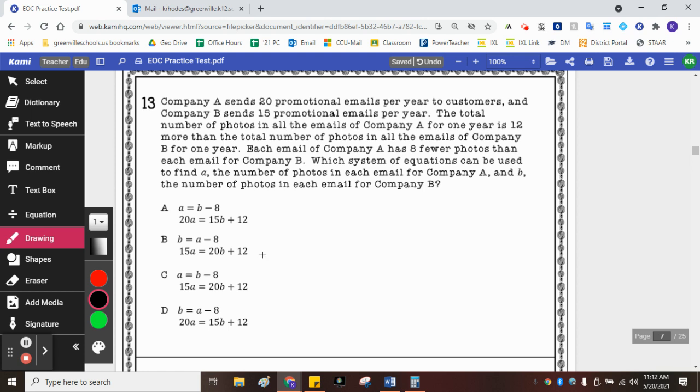All right. Pause the video. Read this question. The total number of photos in all emails of company A, this whole sentence just said little a, is 12 more than the total of company B. So A has 12 more than the total of B. So if I add 12 to B, I get A. But that's per email, so we also have to include 20 promotional emails for A and 15 for B. So we know 20 goes with little a, so it's not this one.